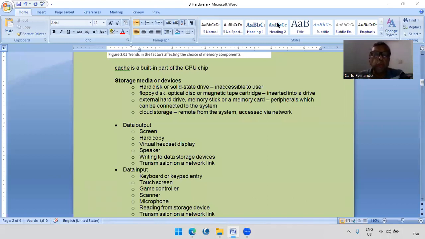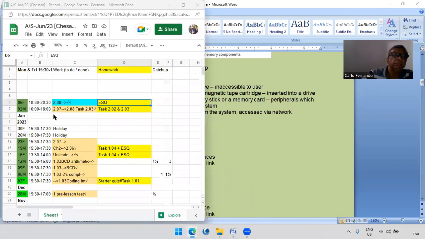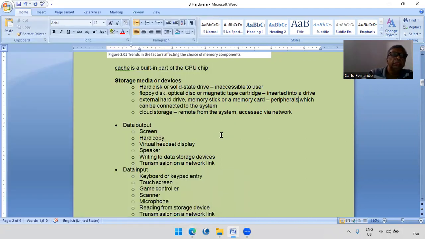Then you get cloud storage. You have heard of cloud storage, we have done it. It is remote from the system, accessed via a network. Google Drive is an example. This kind of thing is done in the cloud. The storage is there, and we can access it from anywhere.